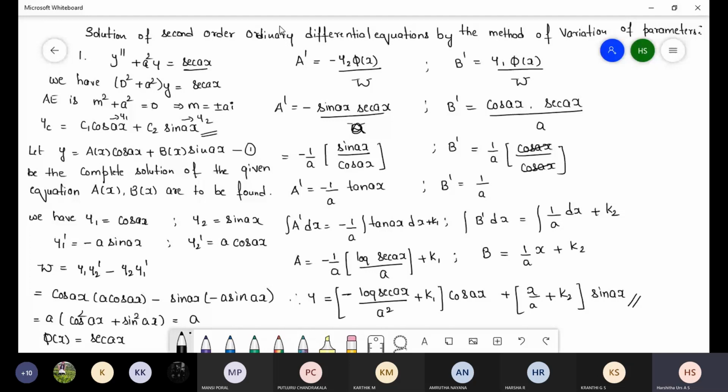Then we have to find the differentiation of Y1 and Y2. Then we have to apply the Wronskian, that means y1 into y2 dash minus y2 into y1 dash. This is the formula. Then write phi of x. After that, we have to find a dash. A dash formula is minus y2 phi of x divided by w. B dash is y1 phi of x divided by w. Substitute. Then apply the integration on both sides. We get a and b values. After finding a and b, substitute in the equation 1. This is the procedure.